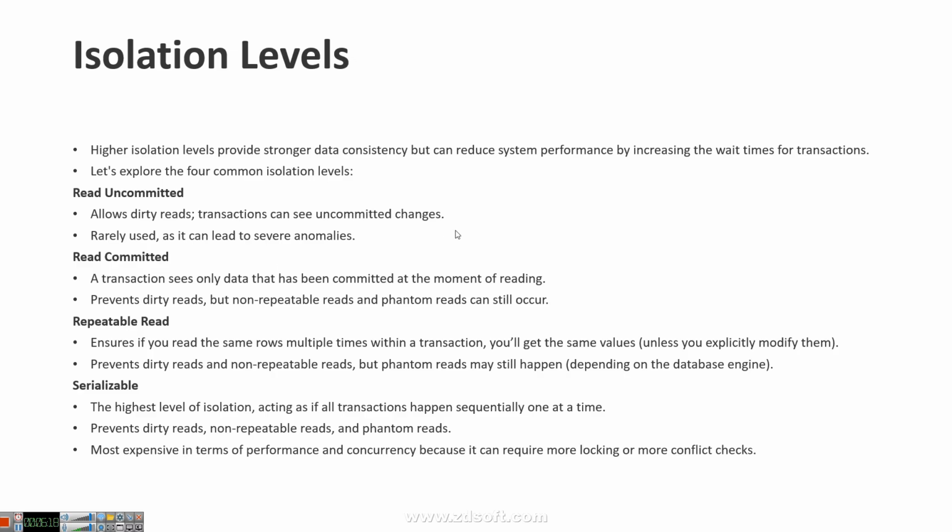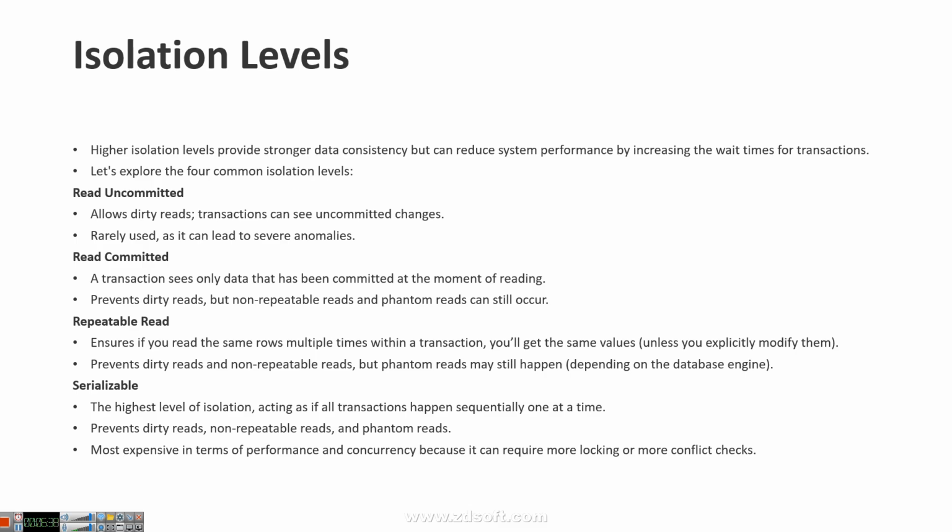Then the database typically allows you to choose an isolation level which balances data correctness with performance. And the higher the isolation level, it provides stronger data consistency, but it can lead to performance issues. And we have four common isolation levels. First one is read uncommitted, where we saw, let's say consider two transactions.